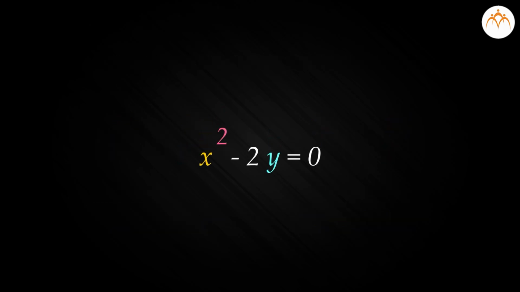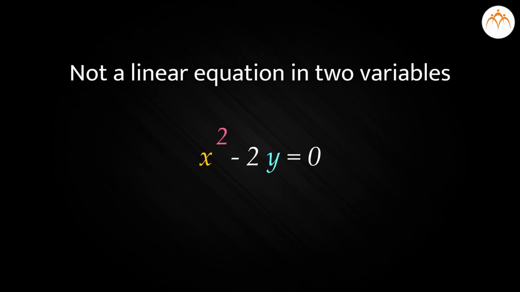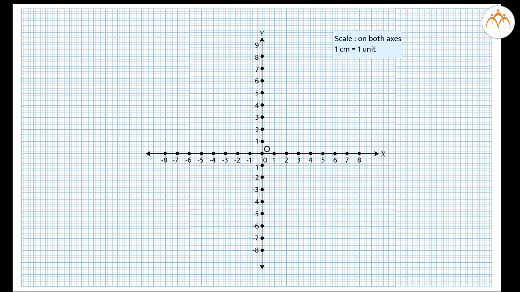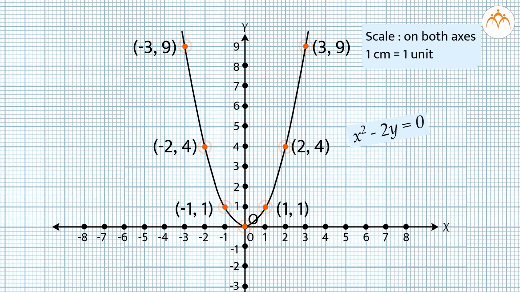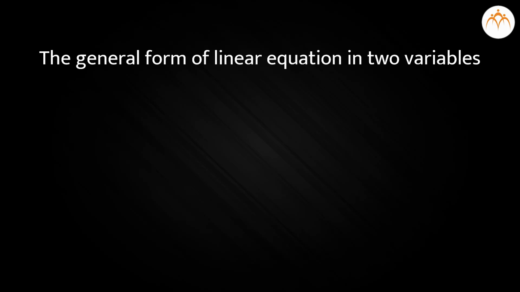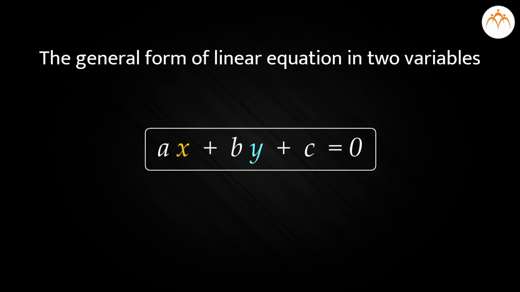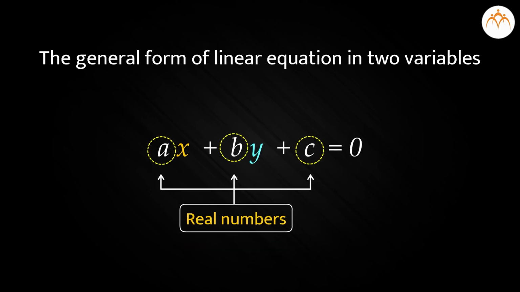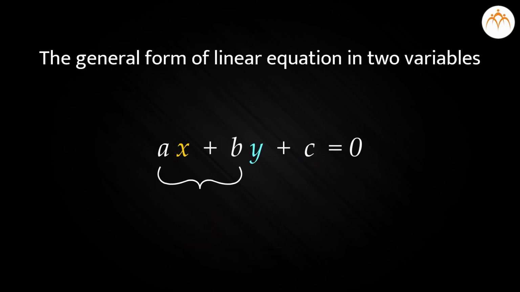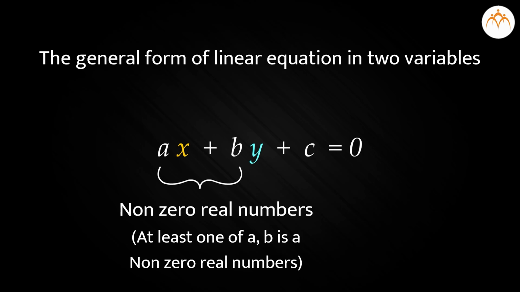However, x square minus y is equal to 0 is not a linear equation in two variables as the degree of the term comprising the variable x is 2 here. The graph of this equation is not a straight line. It is as shown below. The general form of linear equation in two variables is ax plus by plus c is equal to 0, where a, b, c are real numbers and a and b are non-zero real numbers.